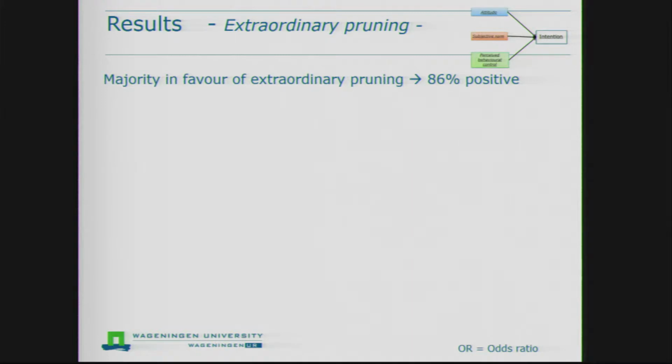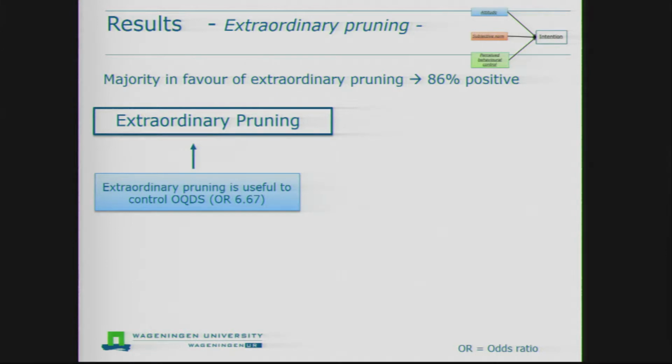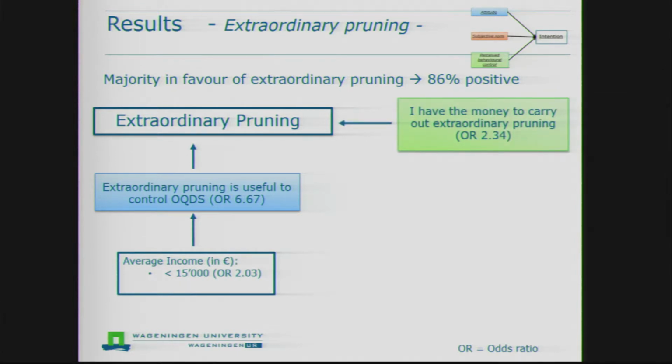With respect to extraordinary pruning, the intention level was also high. 86% of the growers indicated they agreed to apply it when needed. And in this case, attitude was really relevant for a high intention. So those growers that perceive that the extraordinary pruning is useful to control the disease intended to have a higher positive intention to apply the measure. With respect to the socioeconomic factors, only average income and the lower income turned out to be significantly relevant.